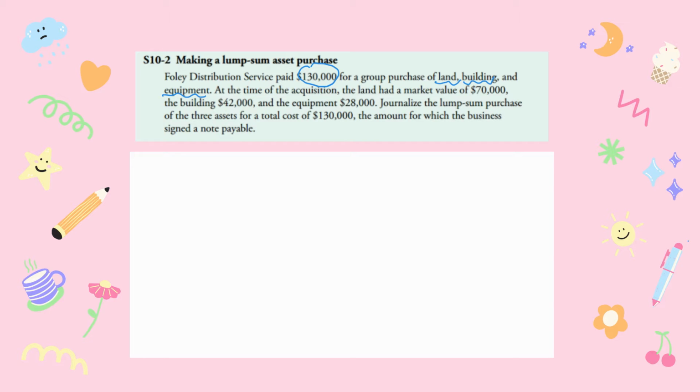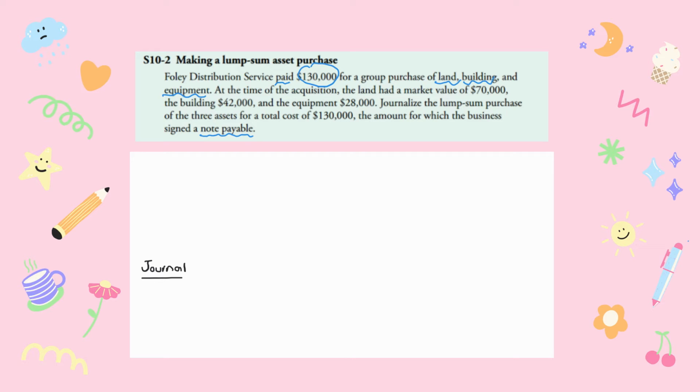At the time of the acquisition, the land had a market value of 70,000, the building 42,000, and the equipment 28,000. Journalize the lump sum purchase of the 3 assets for a total cost of 130,000. The amount for which the business signed a note payable. So he said it's a note payable. Okay, so he didn't pay cash. He signed a note payable.